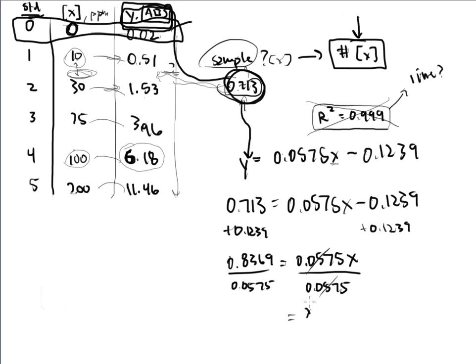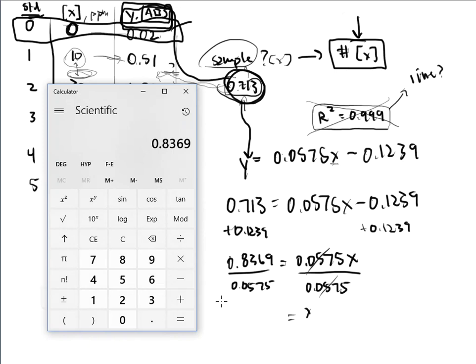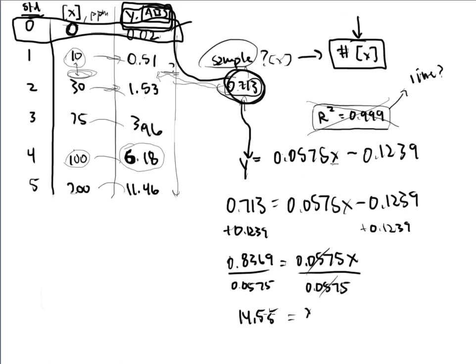So x is equal to 0.8369 divided by 0.0575. Hit enter, and I get 14.55. I'm going to round it off. 14.55. Okay, well, what does that number mean? Well, if I go back up here, x represents concentration. That's what was on the x-axis. The concentration unit was parts per million. So that means that my sample is a 14.55 parts per million concentration.